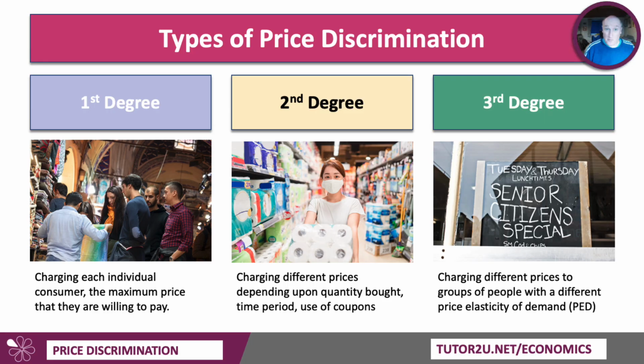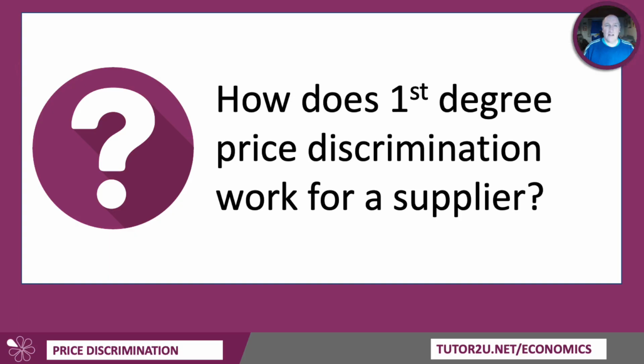And the most common type of price discrimination is third degree. This is where you identify different groups of consumers with a different price elasticity of demand, and you then charge them a different price for essentially the same good or service. Let's spend a little bit of time, if it's okay with you, on first degree.